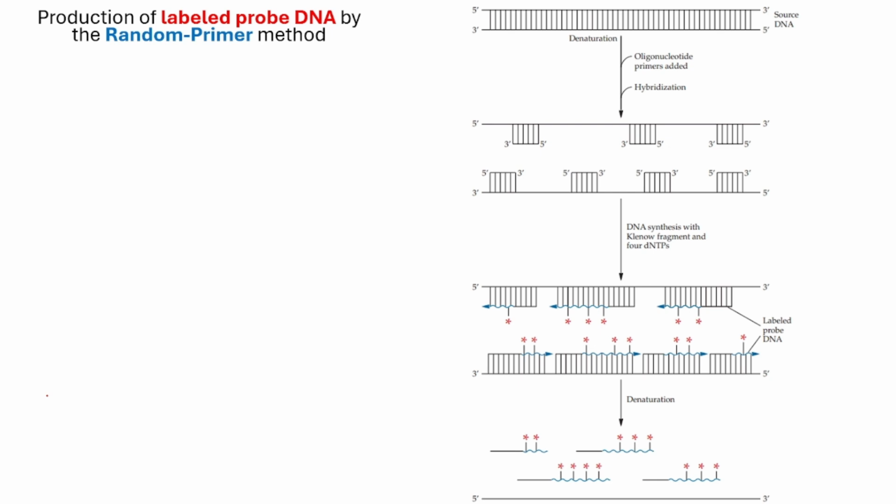So today we are going to discuss how you can produce some radiolabeled DNA probe by the method of random primer. As you can get from the name, our objective is to prepare some radioactively labeled probe DNA. That means a DNA which, if you visualize under autoradiography, should have some radioactivity so that you can visualize it when you do the autoradiography.